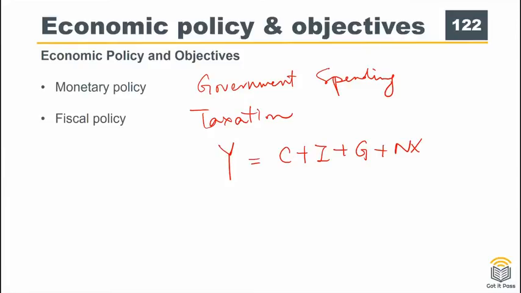So here, the government spending. If the government increases spending, and consumption, investment and net export stay the same, then the GDP or economic growth can be increased. So it's one of the targets of an expansionary fiscal policy, which means increasing government spending or cutting taxation.